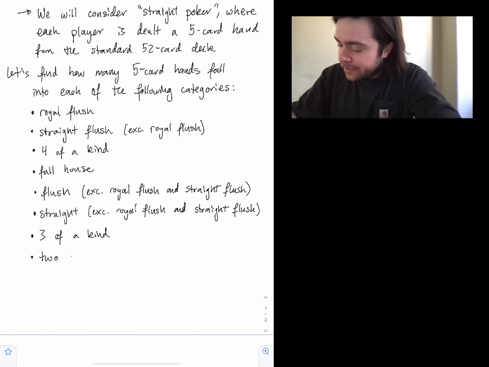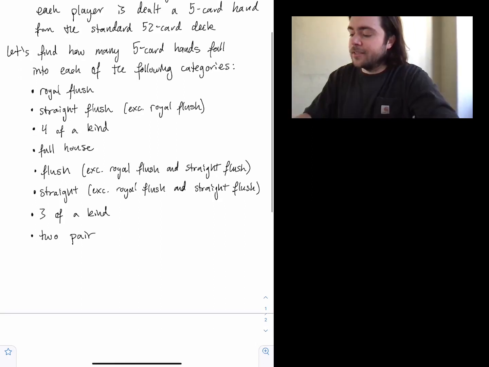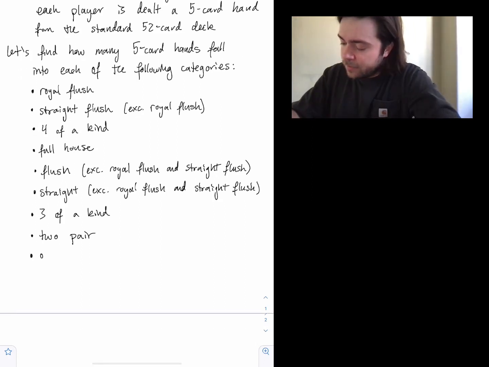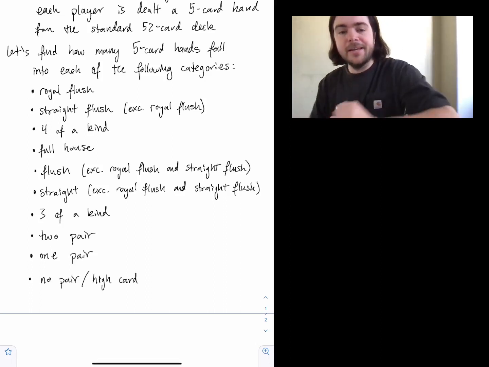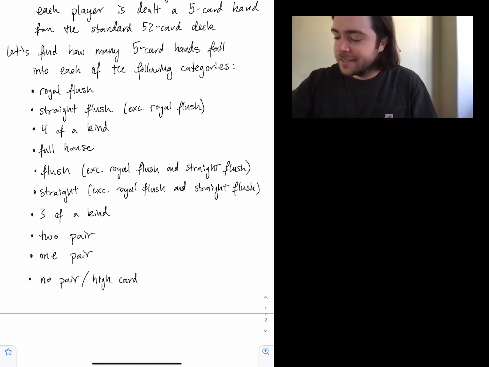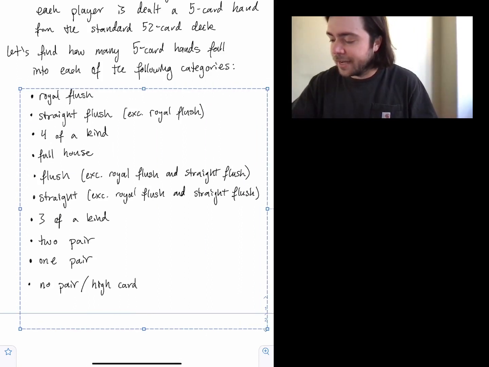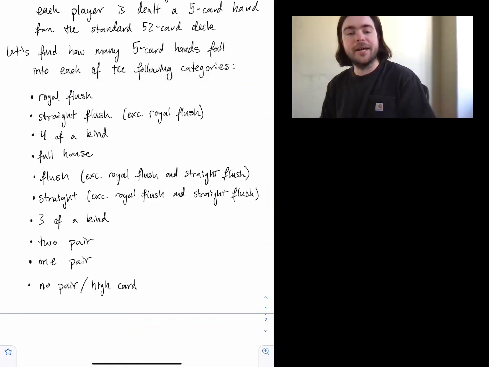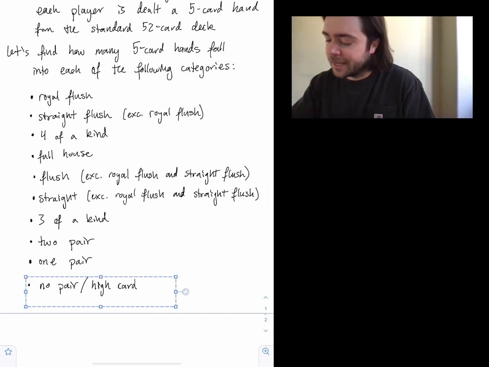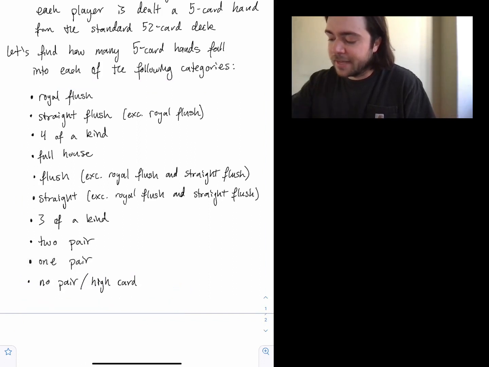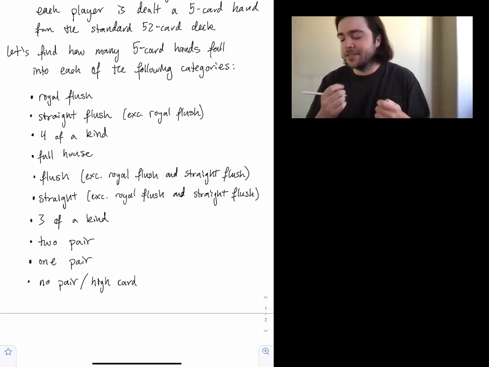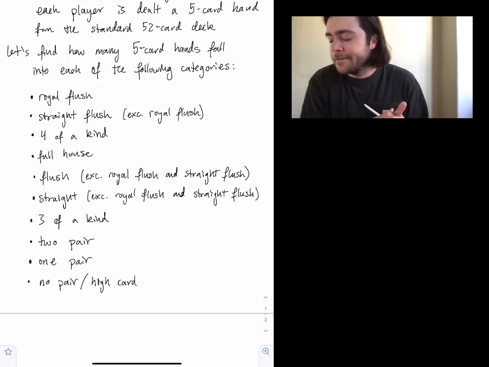And then we have 2 pair, so 2 sets of 2 cards that have the same value. Then we have 1 pair. And then if you have none of the above, some people call this no pair, or some people just call this high card. Essentially, in this game of poker, if you don't have any of these categories, then your hand is just based on the highest value card you have. So if someone else also had nothing, the person who wins is just the one who has the highest value card.